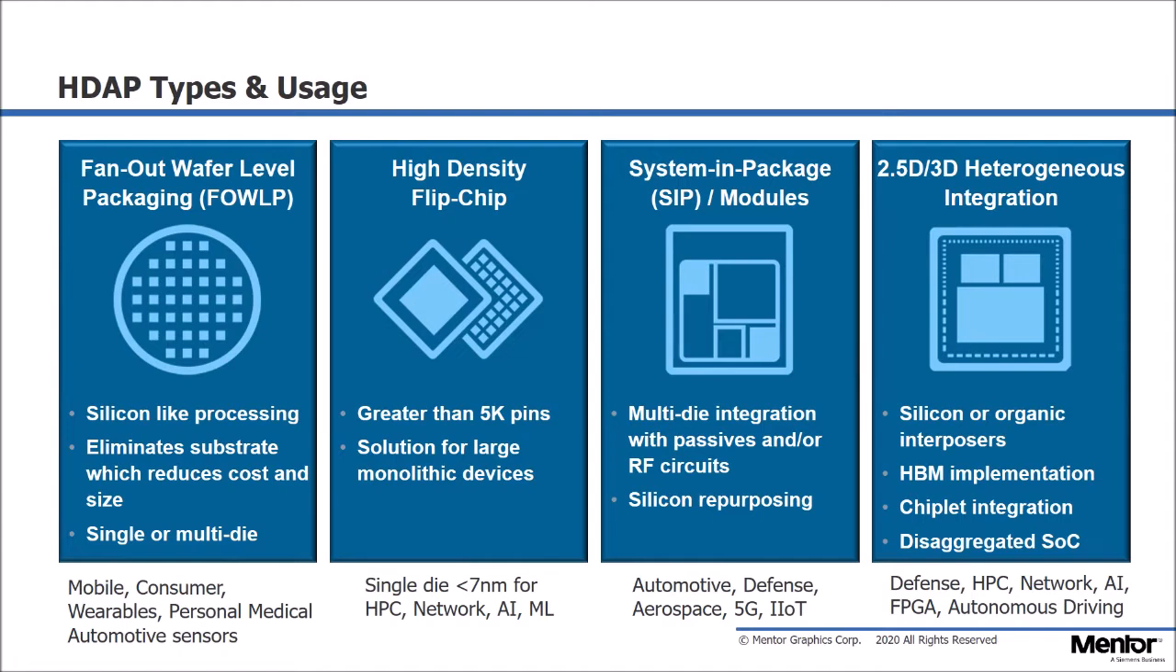TSMC created their INFO, known as integrated fan-out process, that was adopted by Apple for their iPhone A10 processor way back in 2016. And has been Apple's iPhone processor package platform ever since. As you can see, HDAP has multiple types, each providing advantages and benefits for specific applications and market segments.